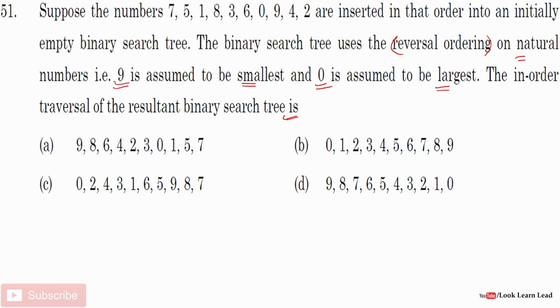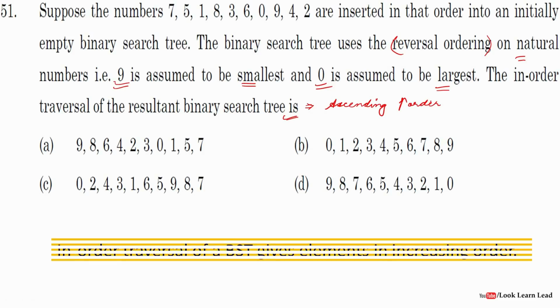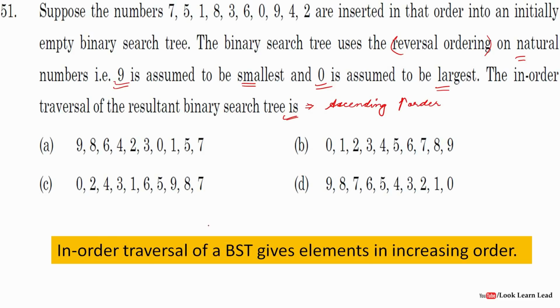There are two ways to solve this. You can either solve by making a binary search tree from this, and after that you can take the in-order. But there is a property of binary search tree you have to remember: the in-order traversal of the binary search tree will always give the ascending order or increasing order. That is, in-order traversal of a binary search tree gives the elements in increasing order.